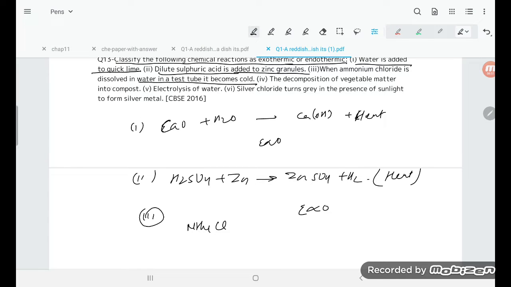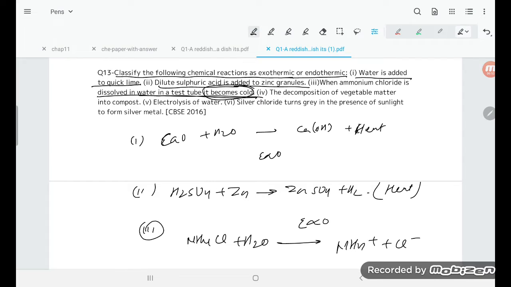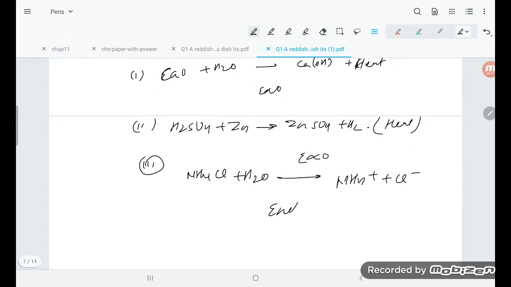When ammonium chloride is dissolved in water, NH4Cl plus H2O gives NH4+ and Cl-. Ammonium chloride dissolving in water in the test tube becomes cold, so this is going to be what? Endothermic. This is also very easy.